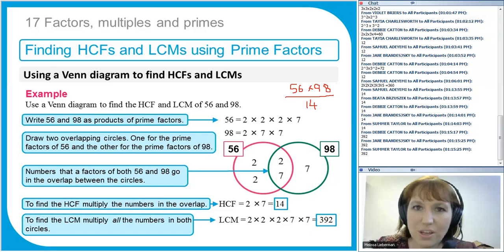It's perfect. So that way you can check that answer. Make sure that you've done it right.